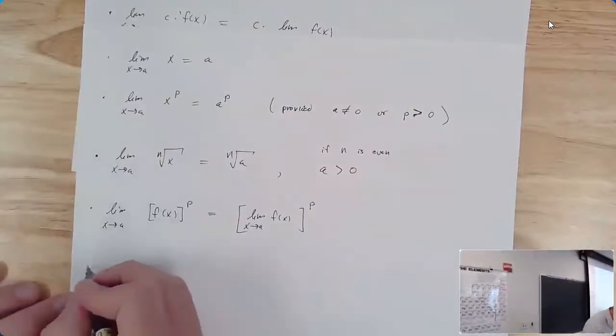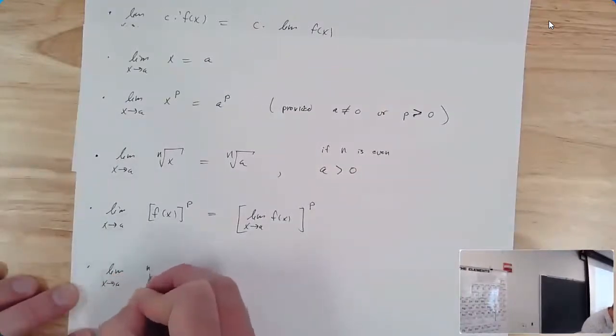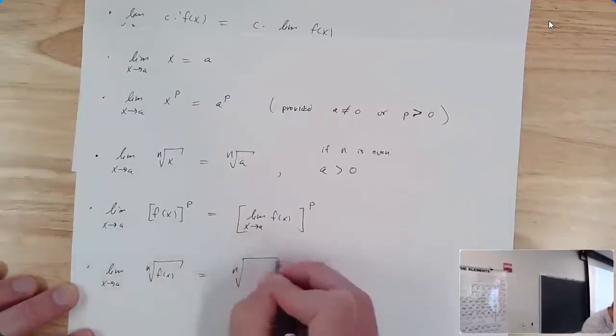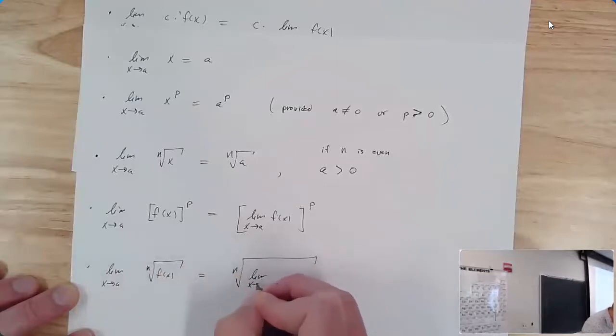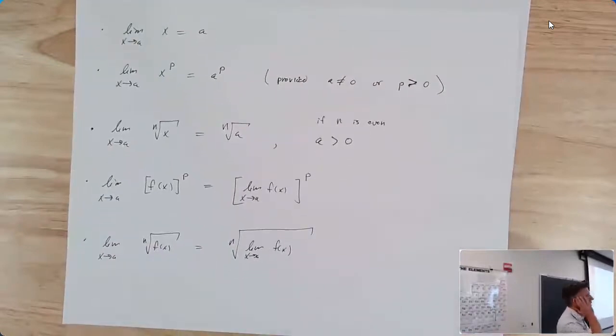And then you also have it true for roots. The limit as x approaches a of the nth root of f of x is equal to the nth root of the limit as x approaches a. And these last two would be really useful. Really the broader statement is that with limits of continuous functions, you can move in and out. You can do the limit of the inside part first or the limit of the whole thing first.